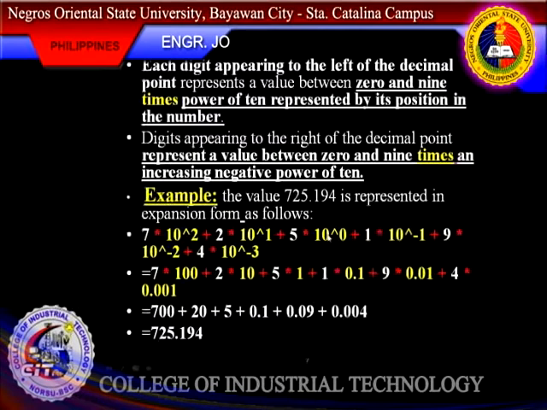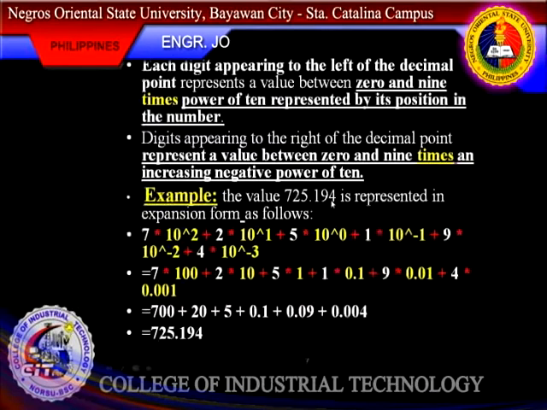And any number raised to the power of 0 is always equal to 1. And as you have noticed, this is 10, since we are in decimal form. So 10 to the power of 0 is always 1 times 5, that's equal to 5. And this one is plus 1 times 10 to the negative 1, because that is negative 1. And 9 times 10 to the negative 2, because that is 2 decimal places.